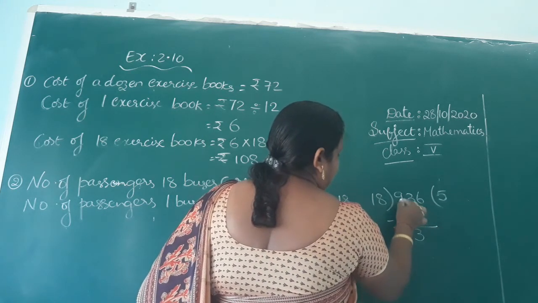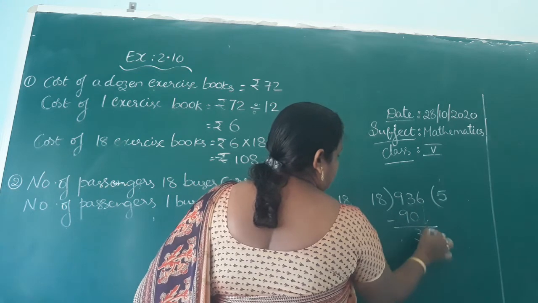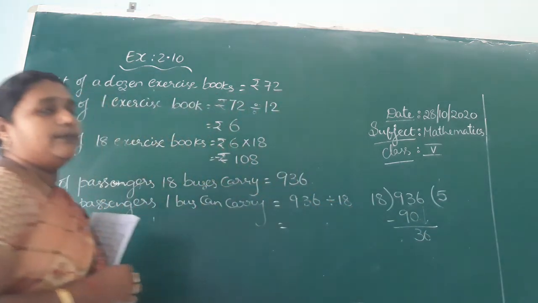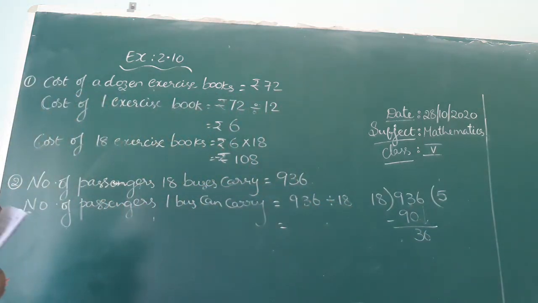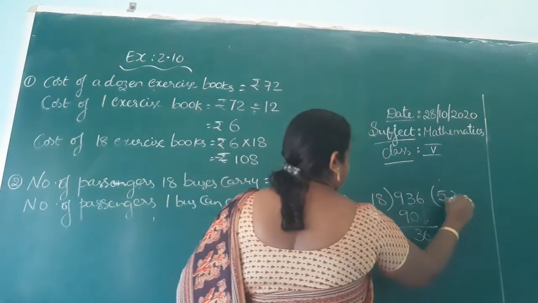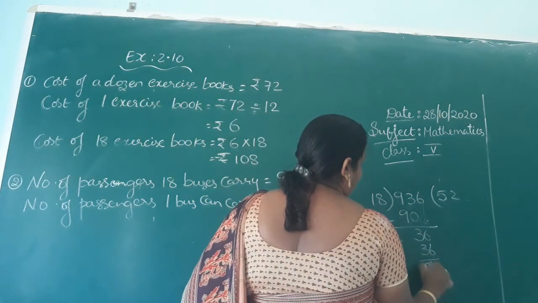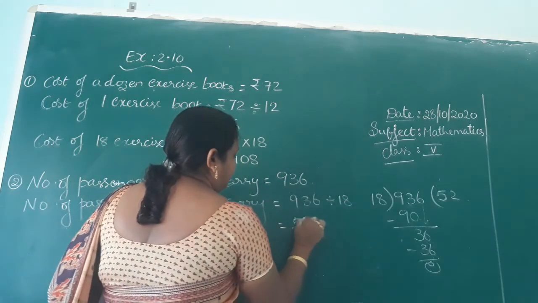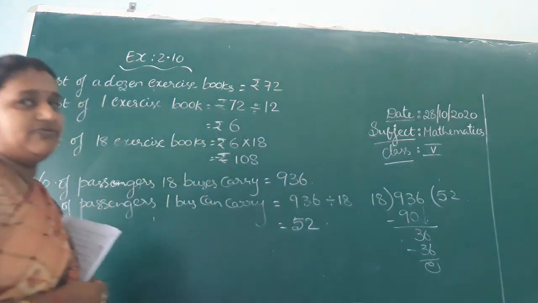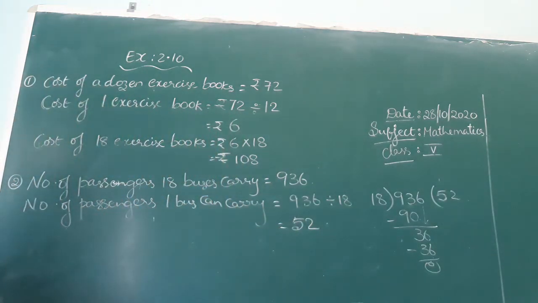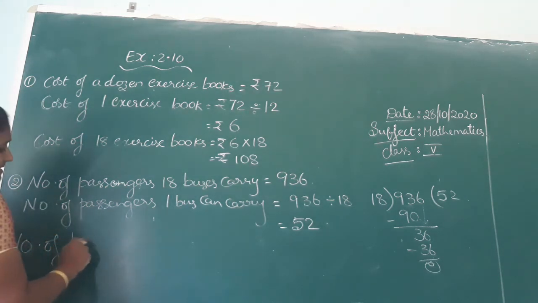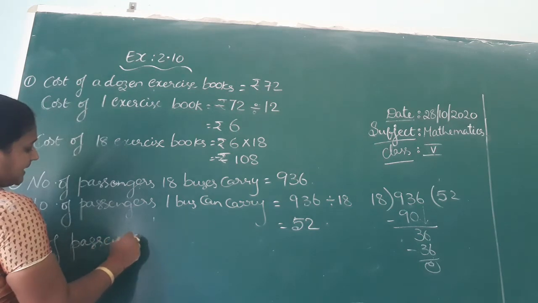93 minus 90 is 3. Drop down 6. In the 18 table, when does 36 come? 18 twos are 36. So in one bus, how many members can travel? 52 people can travel in one bus. But what is the question they asked us? The number of passengers that 25 buses can carry.